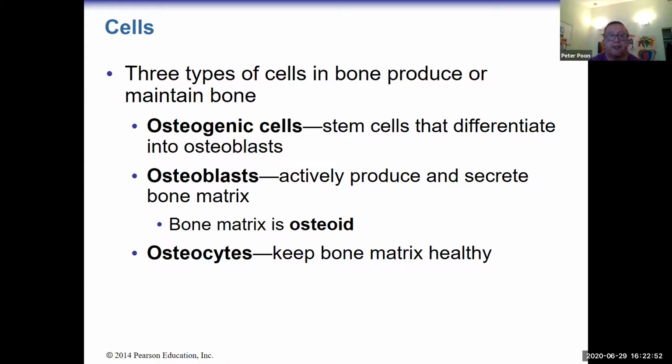Osteoblasts are going to actively secrete osteoid. Osteoid is the gooey stuff that the osteoblasts secrete. Once the osteoid is secreted, it will harden, and when it hardens, it turns into solid bone. So osteoblasts will secrete osteoid. Once the osteoid is formed around the osteoblast, it can't do anything anymore, and it turns into an osteocyte.